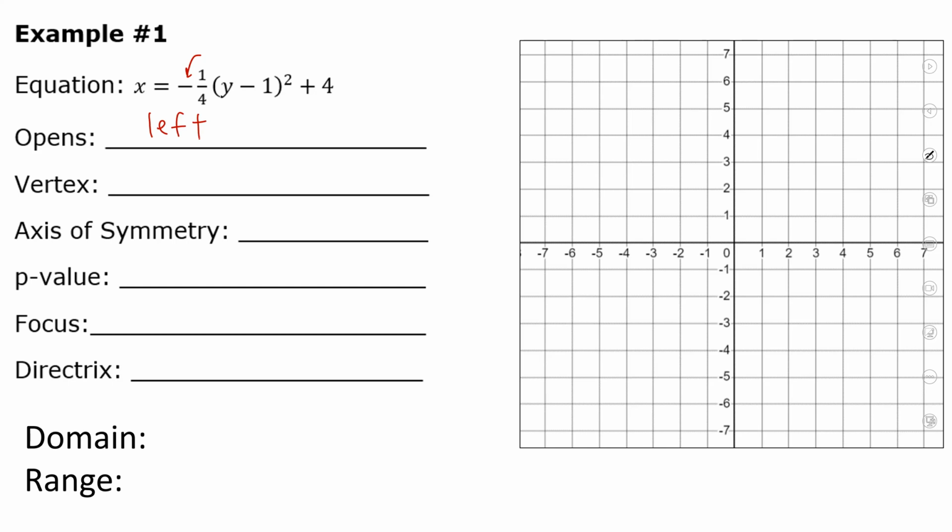And I know it's opening left and not down because this is an X equals. So it's horizontal, left. Okay, my vertex, remember, this is swapped. This is k and this is h. So my vertex, my h value is 4, the k value is 1. It's not -1. Remember, the minus sign is part of the formula. If it was a -1, there would be a plus in here. Okay, let me change that back.